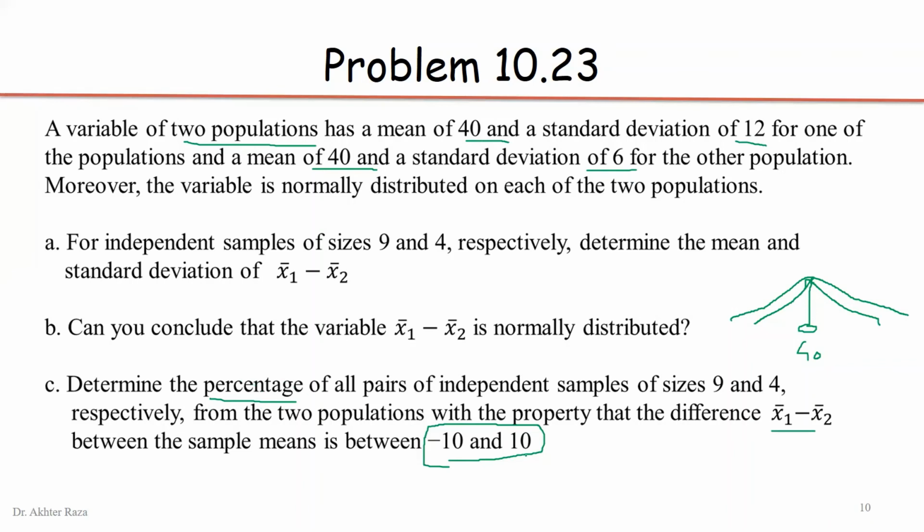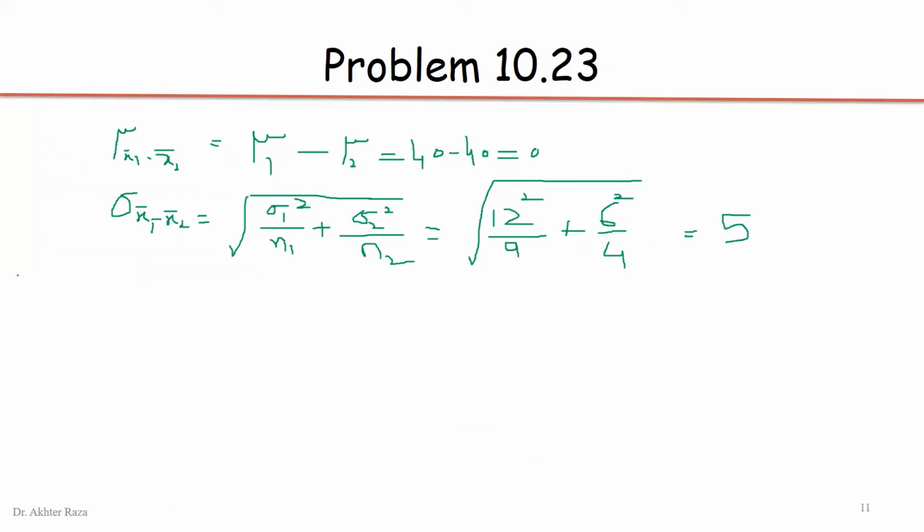So what is required is the probability that x bar 1 minus x bar 2 lies between -10 and +10. After obtaining this probability, we will multiply it by 100 so that the answer will be in percentage. According to the theory, this is a normally distributed variable, so we can use a Z table in this case.